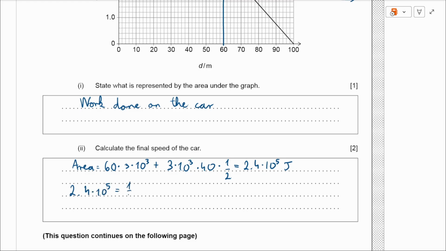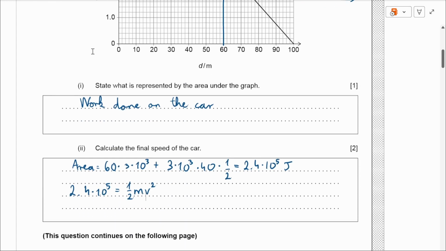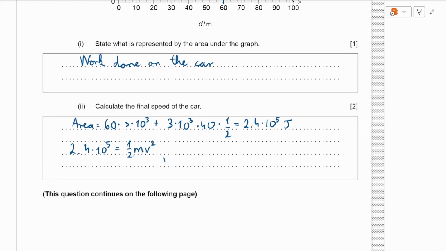So this will be equal to 1/2 mv squared. And again, we are given the mass of the car to be 1600 kilograms. So we can simply calculate the speed. It's just going to be the square root of 2 times 2.4 times 10 to the 5 divided by the mass of 1600. So if we rearrange that, we get this. And if we plug this in, then we will get that this is 17 meters per second. So that's how we can determine the final speed of the car.